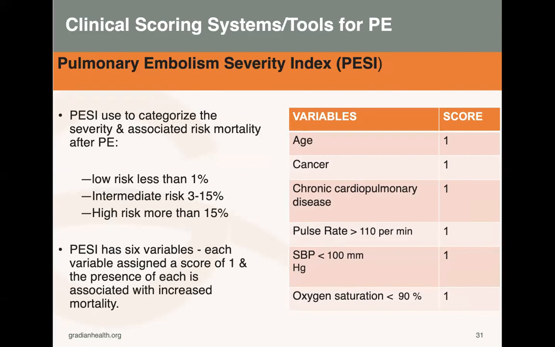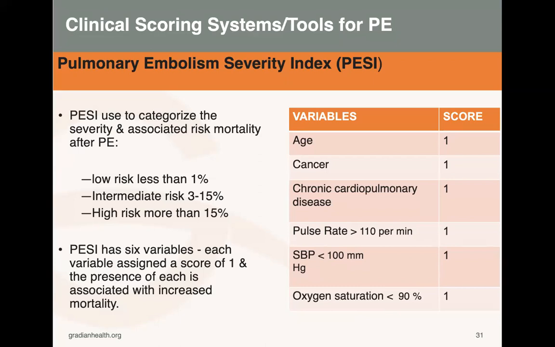So PESI, the aim of this score is to help us predict the 30-day outcome of a patient with a pulmonary embolism. You can look at the variables on the right: age, a patient with cancer, a patient with cardiopulmonary disease, a patient who presents with a pulse rate more than 110 per minute, also systolic blood pressure less than 100 millimeters of mercury, or a patient desaturating to less than 90. With PESI, the patient is already having a pulmonary embolism.